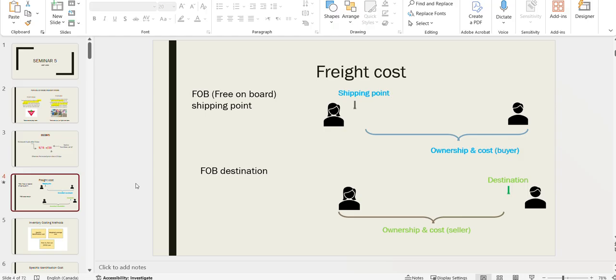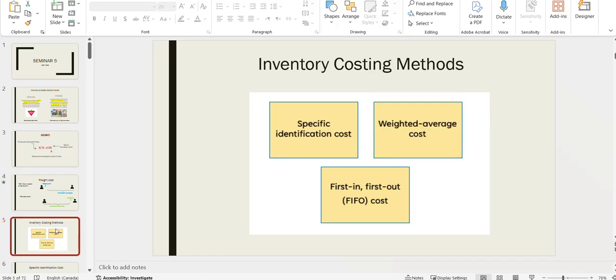But in free on board destination, the ownership and cost is for the seller till the item gets to the destination. And from that point, the ownership and cost is for the buyer. So it's determined in your contract with the seller. The most important part of the chapter is inventory costing methods.